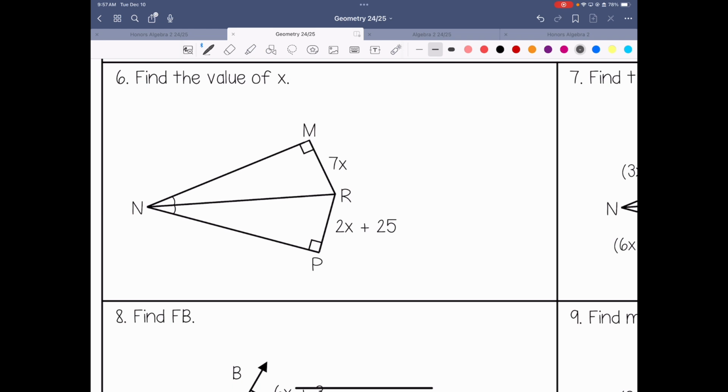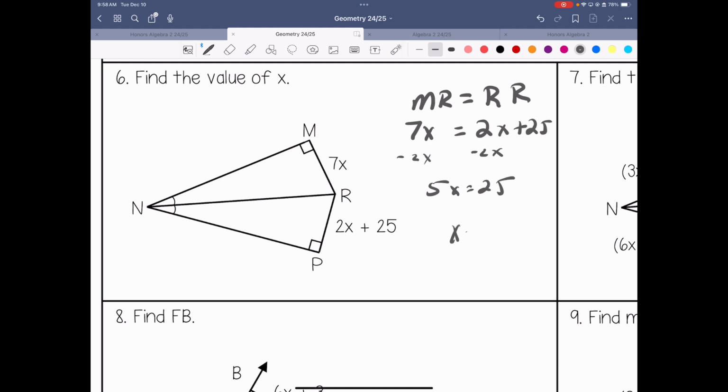Okay, so I look at NR. I notice that it's an angle bisector. From point R to M is perpendicular, and from point R to P is perpendicular. Since that happens, then MR has to be equal to RP. So 7x has to equal 2x plus 25. Subtract 2x from both sides. You get 5x equals 25. X is equal to 5. That's your solution, and you're done.